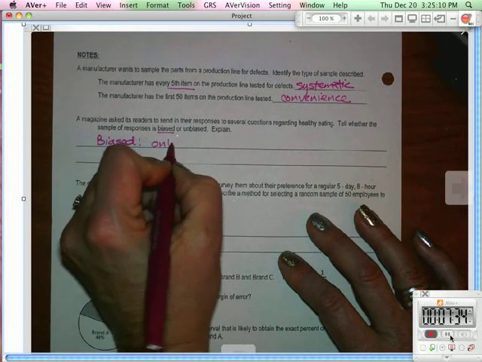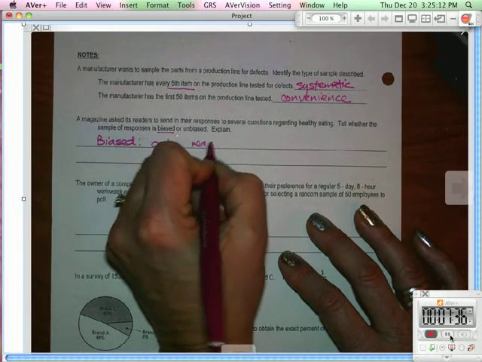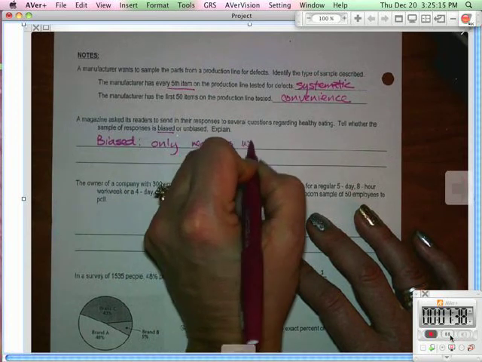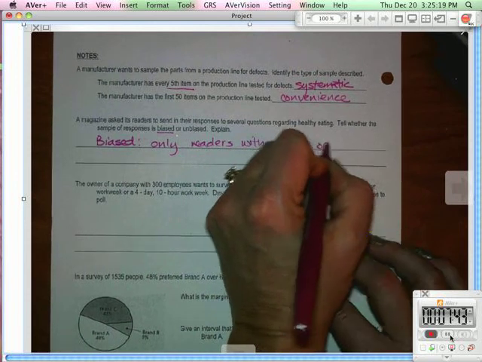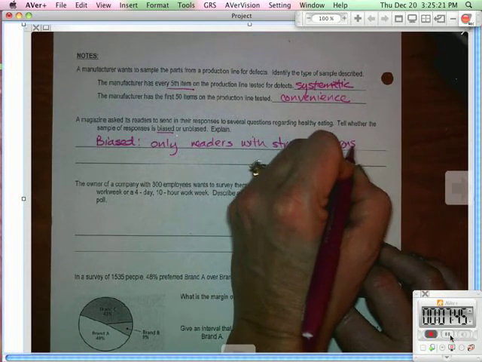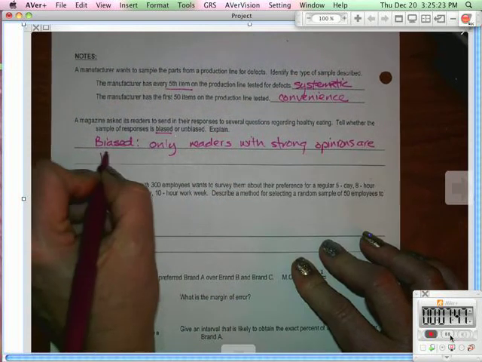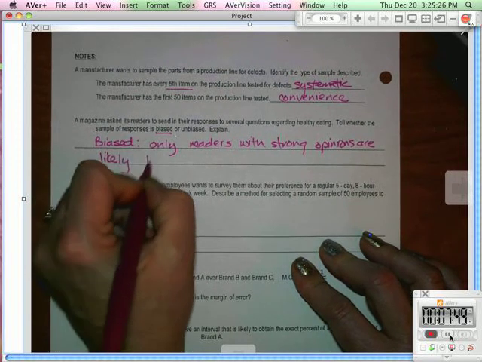Only the readers with strong opinions are likely to respond.